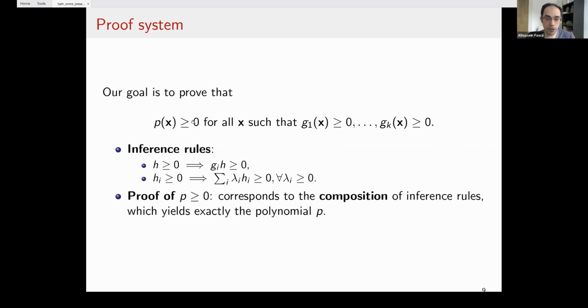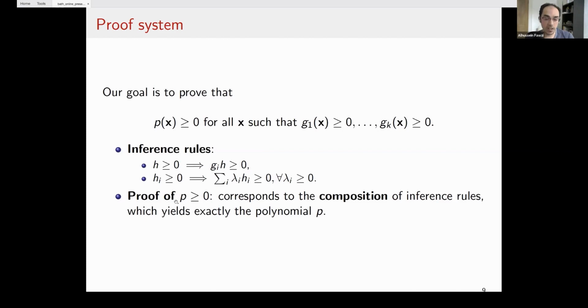As I said, we need to define the inference rules, and the inference rules that we'll be using are these. If you have a polynomial H that is non-negative and you multiply it by one of these GIs that are non-negative by definition, then you also get a new polynomial, GI times H, generally of higher degree, that is non-negative. That's the first inference rule. The second inference rule is that if you have HIs that are non-negative and you take a non-negative linear combination of the HIs, for any non-negative lambda i's, then you also get a new polynomial that is non-negative.